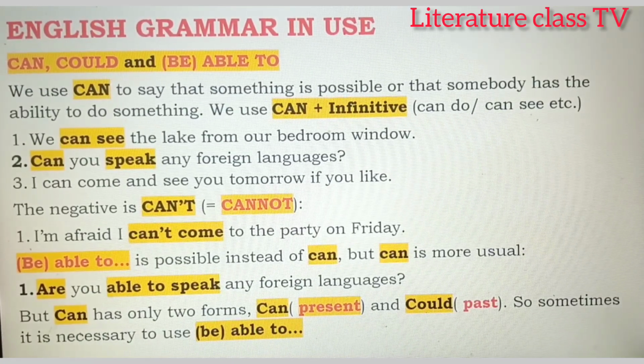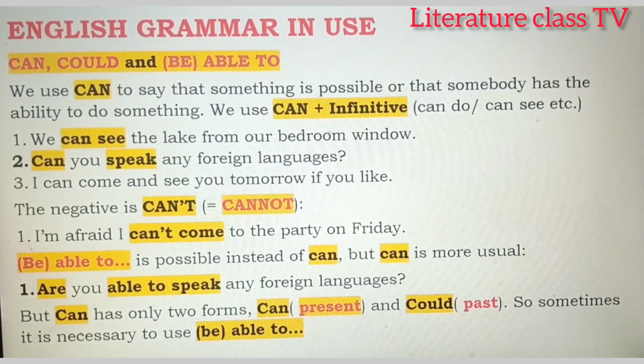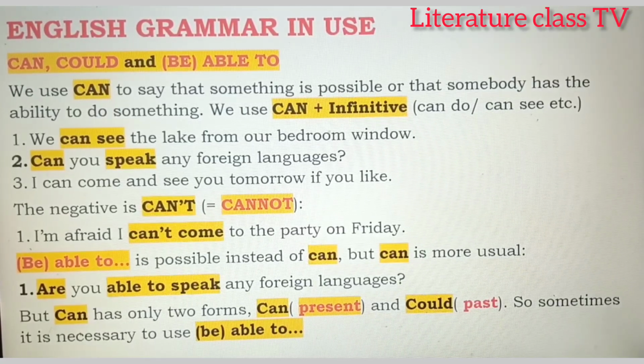I'm very happy to be with you in this session where we are going to discuss three elements which are very important in spoken English. Of course, remember we are in English grammar in use. Those elements: the first one is can, second is could, third is be able to. My friend, are you able to differentiate the use of them?